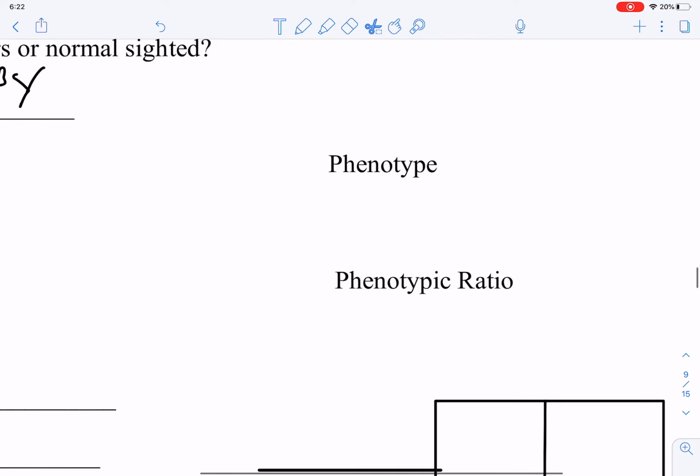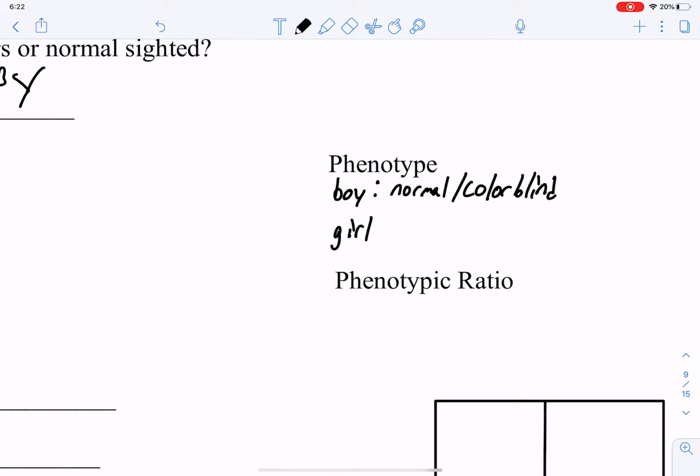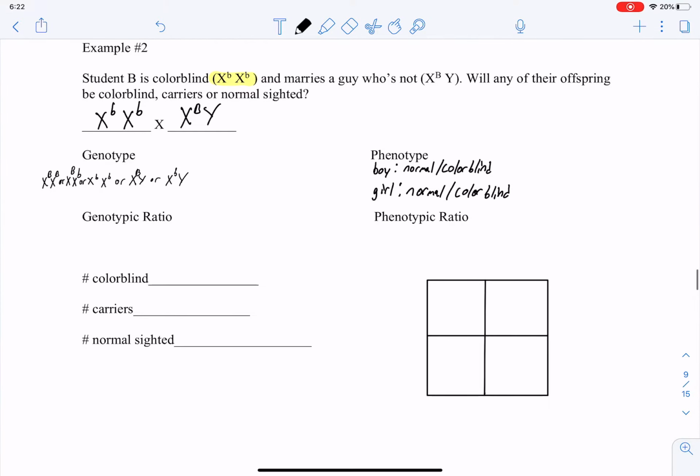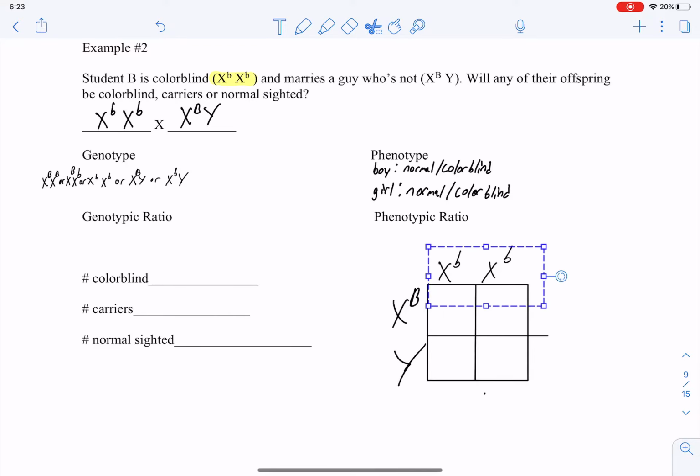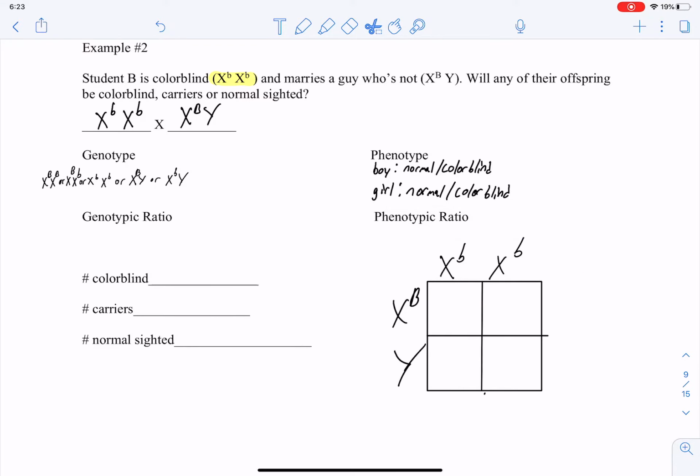We'll look at the ratio here in a second, but you can either have boy who's normal vision versus colorblind, and then girl normal, colorblind. All right, we go ahead and put our parent genotypes on the side. X little b. Actually, let's put the girls on top. X little b, and then X big B, Y. So with this, we can go ahead and fill out the square.